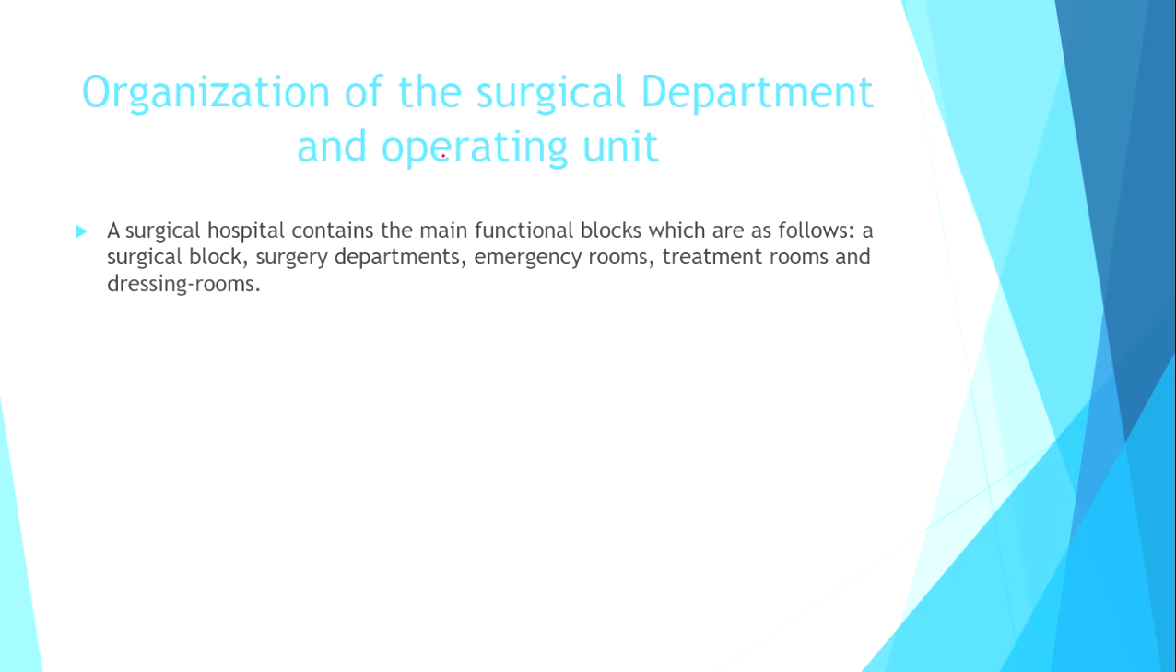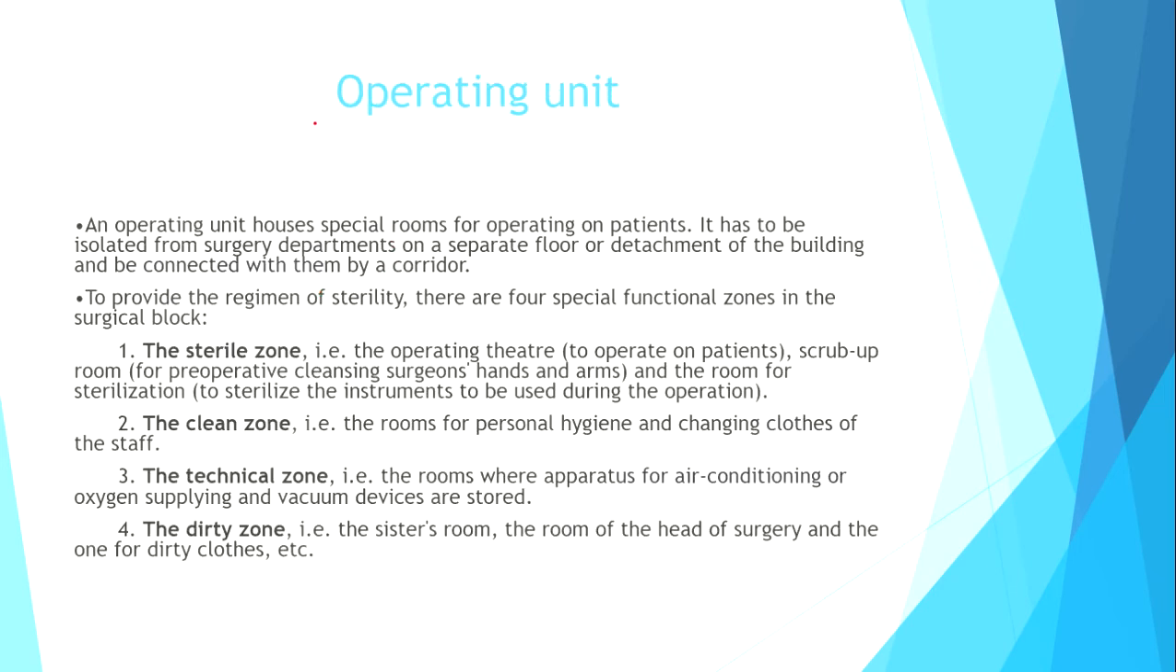Organization of the surgical department and operating unit. A surgical hospital contains the main functional blocks, which are as follows: a surgical block, surgery departments, emergency rooms, treatment rooms and dressing rooms. So, the operating unit. An operating unit houses special rooms for operating on patients. It has to be isolated from surgery departments on a separate floor or detachment of the building and be connected with them by a corridor.